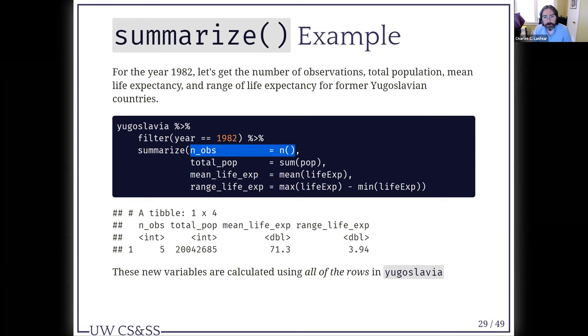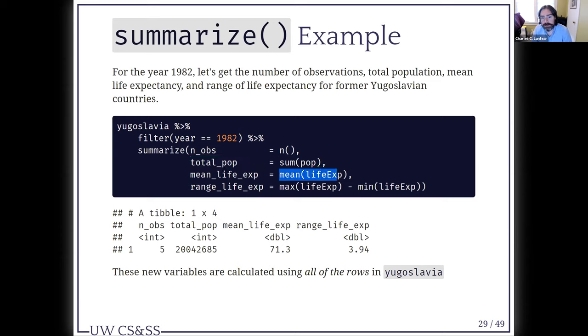Let's get the number of observations. I'm going to say n_obs is equal to n(). This is a specialty function in dplyr. This tells you how many observations there are in the current data set. Okay. Total population is going to be equal to the sum of the population column.